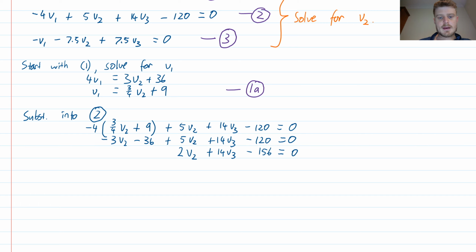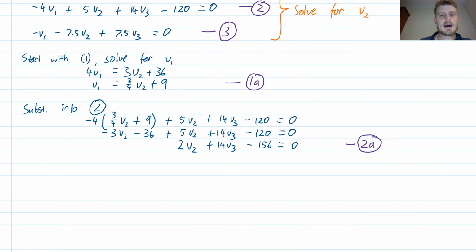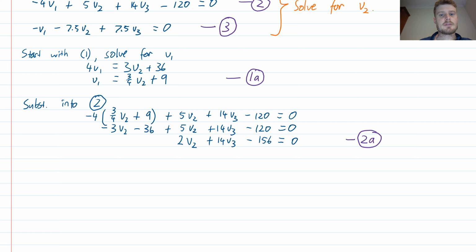So this one here now, I'm going to call this equation 2a. So it contains the same information as equation 2. I started from equation 2, but I've now eliminated one of my variables. I got rid of v1. So that's good. I'm kind of making some progress. I need to do the same thing with equation 3.